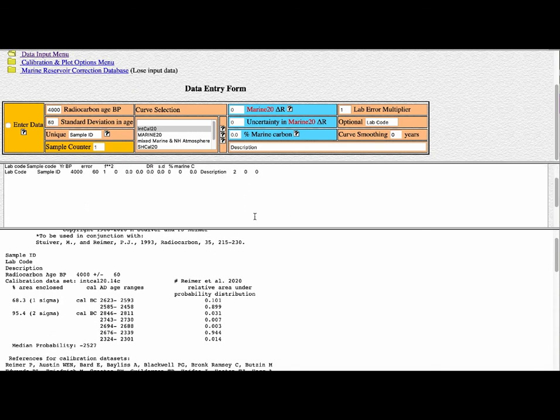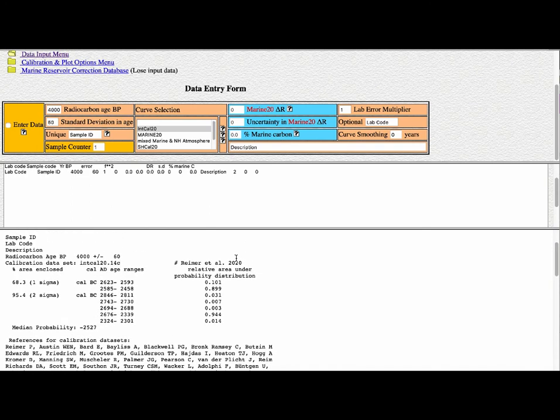And what we do is we look over here at 1 sigma, that's 1 standard deviation around the mean. We look at the relative probability. The highest probability is 0.899 over here, and the actual date is the year 2585 BC to 2558 BC. Again, it's a range, same with the BP range.